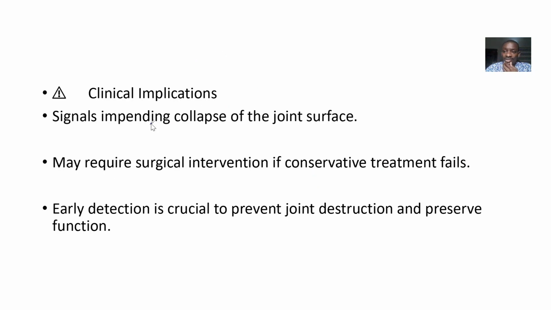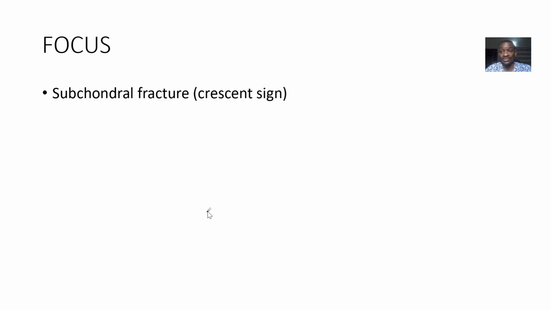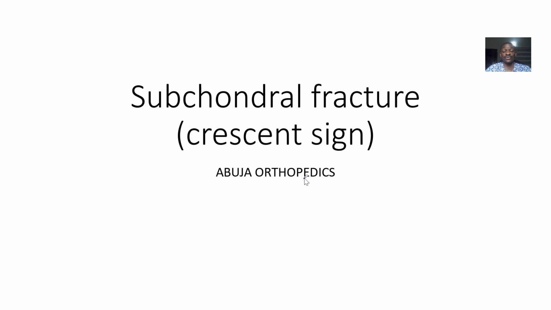Clinically, it signals impending collapse of the joint surface and may require surgical intervention if conservative treatment fails. With early detection, if you pick these up early and start applying treatment, outcomes are usually better. So that's it for subchondral fracture, with its characteristic imaging sign known as the crescent sign.